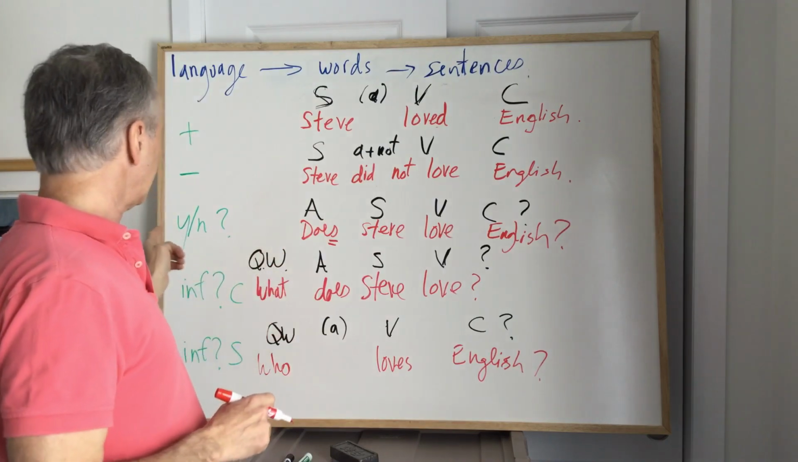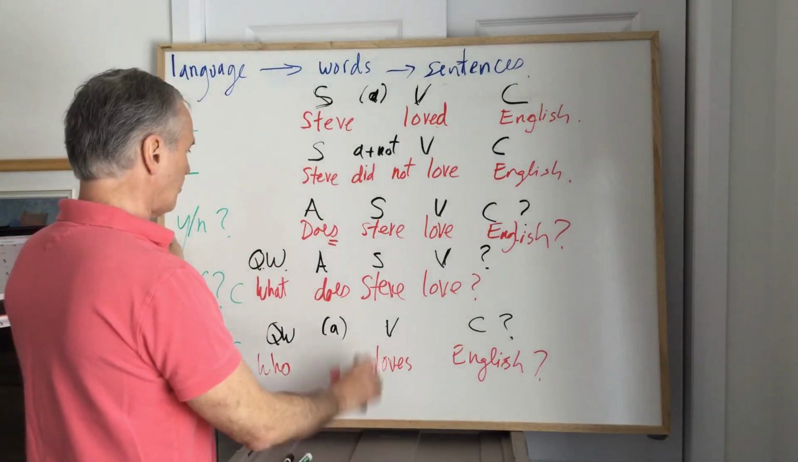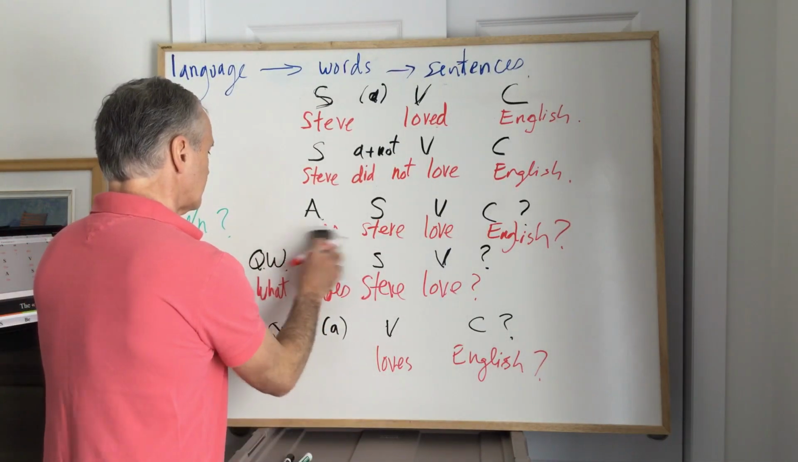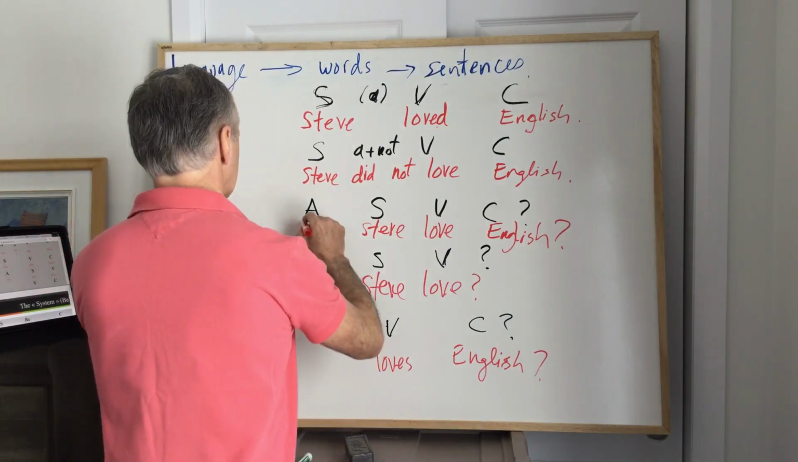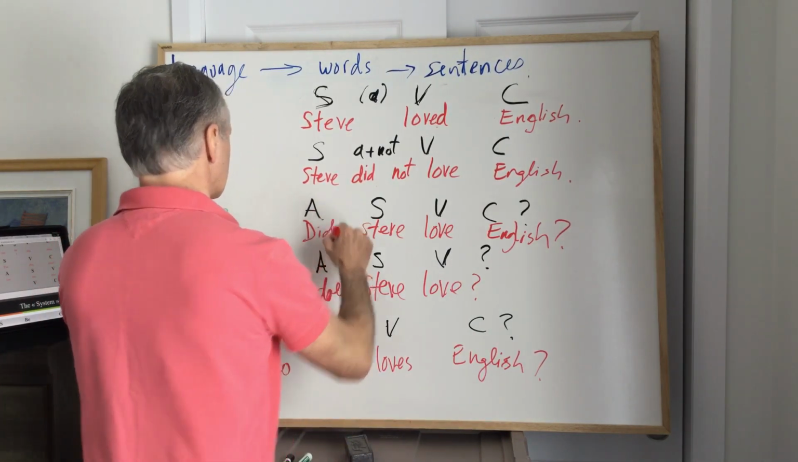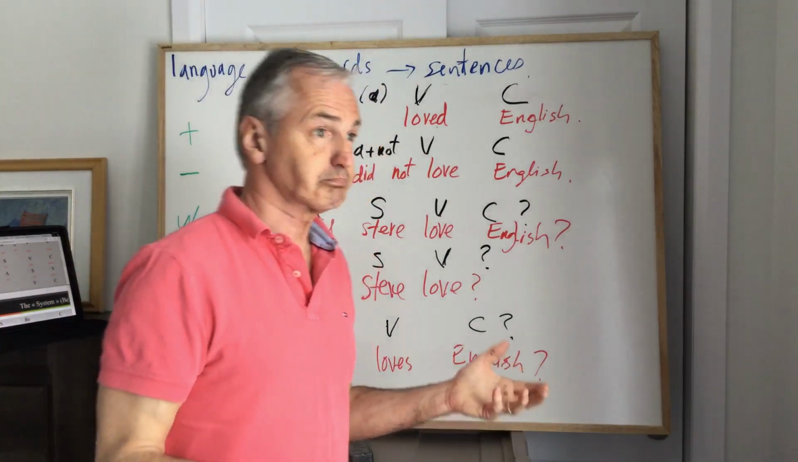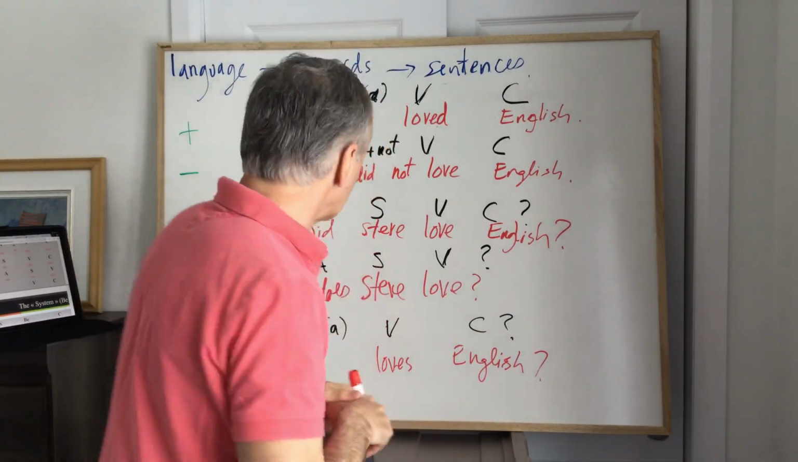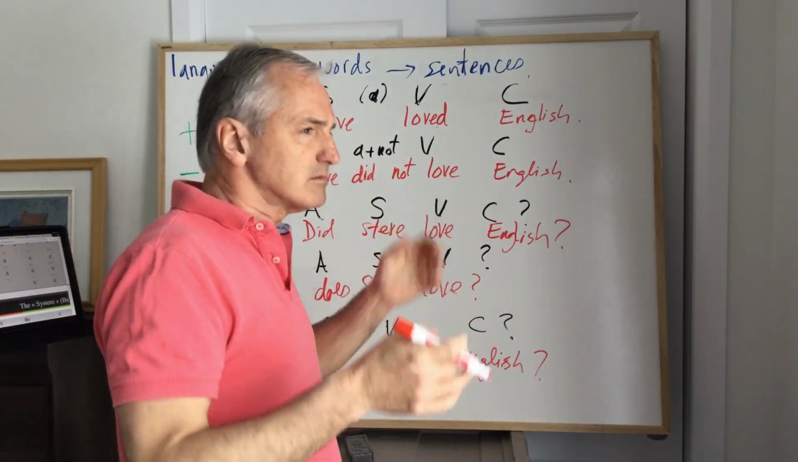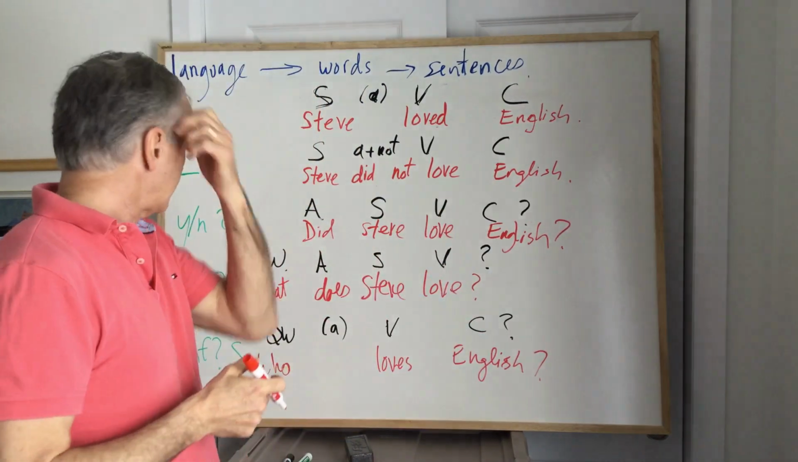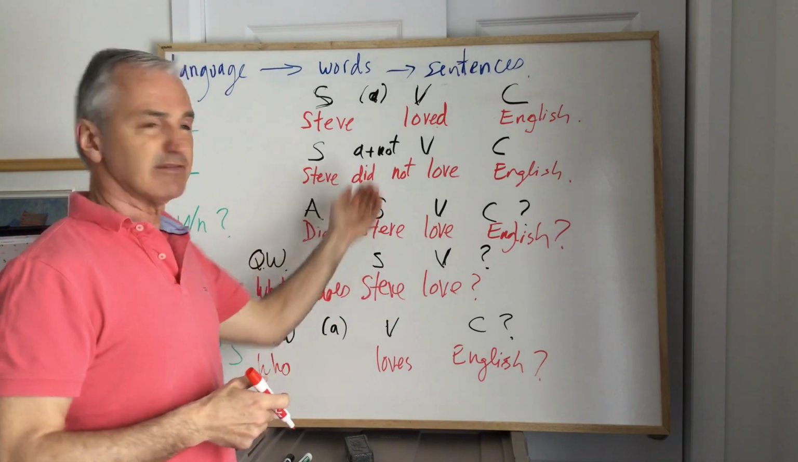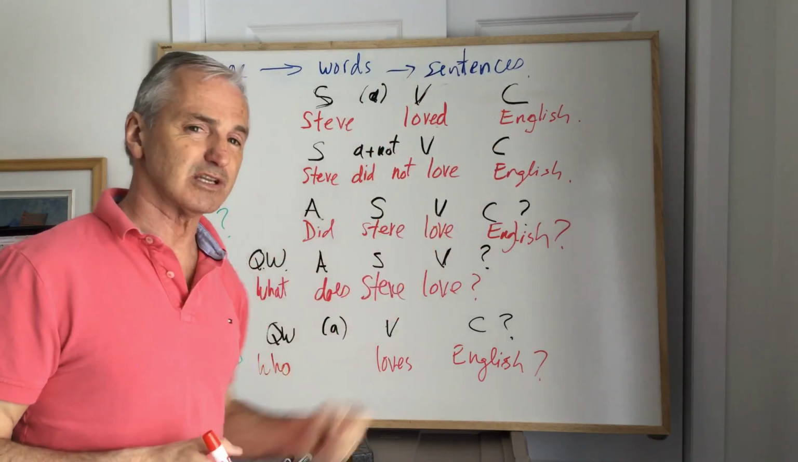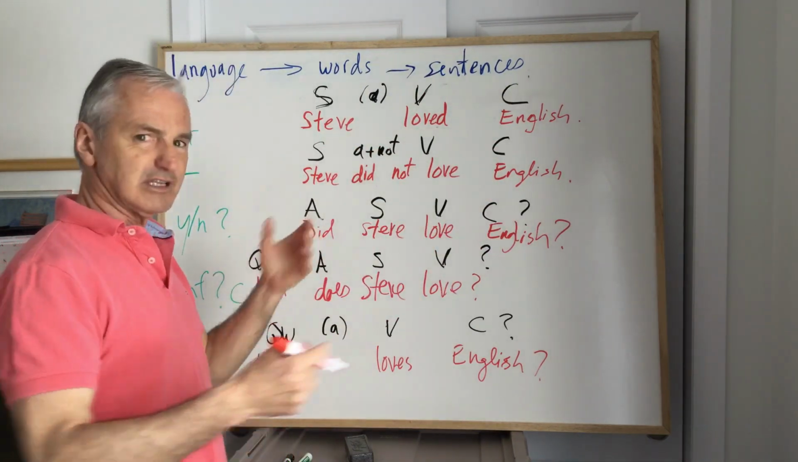Next step, a yes/no question. The only thing you change is not auxiliary. Did Steve love English? Well, he seemed to. He kept coming to class. Now he doesn't come anymore. But anyway, did Steve love English? Est-ce que Steve aimait l'anglais? I'm asking the question in the past. The answer, yes or no.